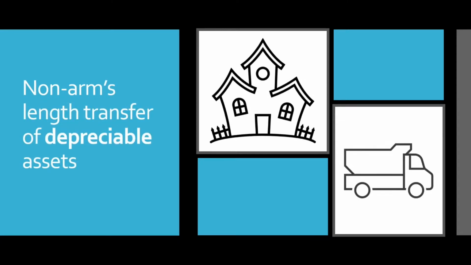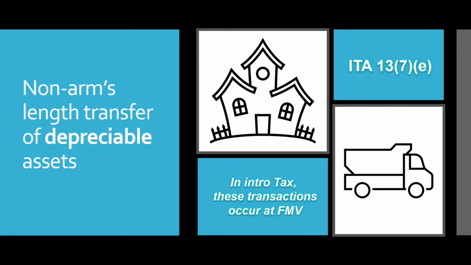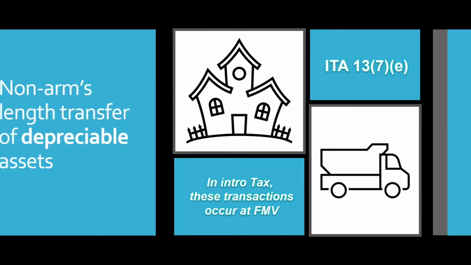This video is going to focus more on what to do with a non-arm's length transfer of depreciable assets. We're going to look at ITA 13.7e, or specifically we're just going to apply the rules from 13.7e. And for the sake of simplicity, in intro tax, these transactions will occur at fair market value. Let me show you what I mean.